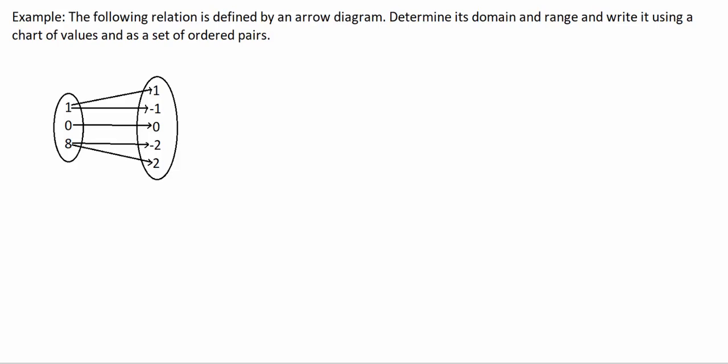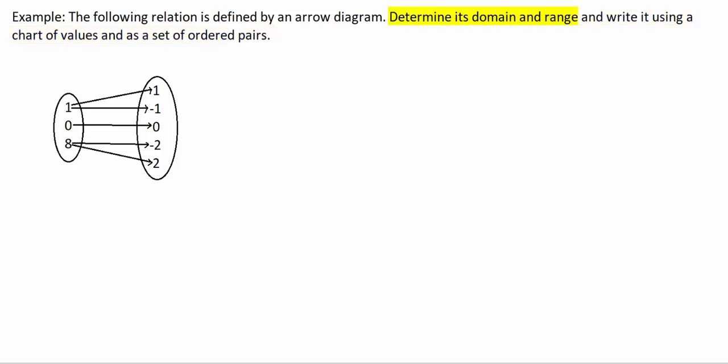This is an example of a relation that is defined by an arrow diagram. This relation associates 1 to 1 and negative 1. It associates 0 to 0, and it associates 8 to negative 2 and 2. We would like to determine the domain and range of this relation and also to write it using a chart of values and to write it as a set of ordered pairs.